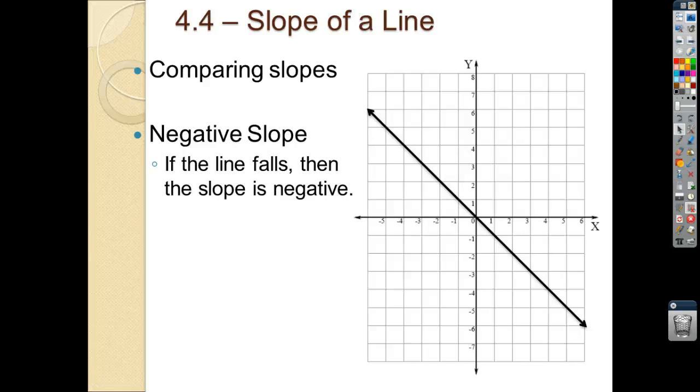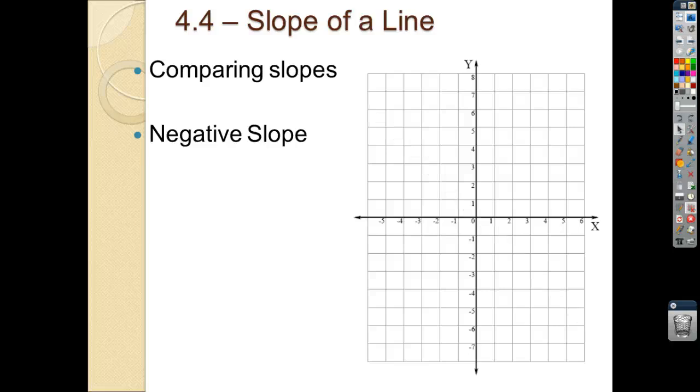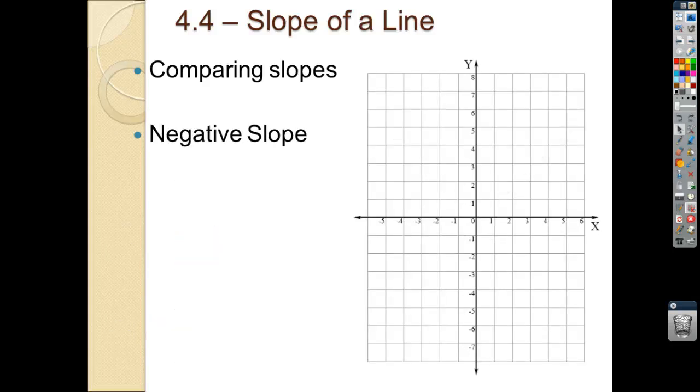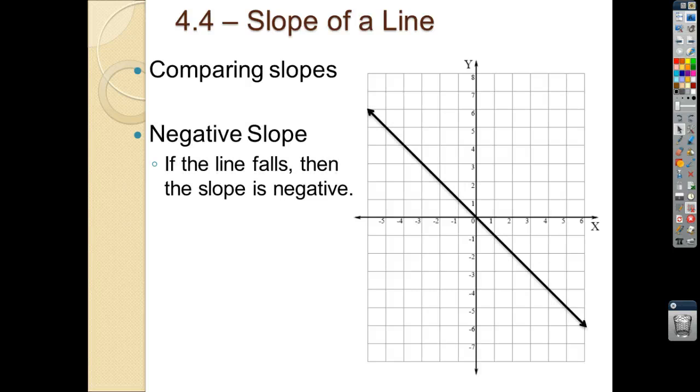This line is actually, why don't you pause real quick and see if you can tell me what that line is. Okay, so hopefully you came up with y equals negative x. It's the opposite. In fact, let me go back. Here's the parent function, y equals x. This would be the opposite. Negative slope, y equals negative x. In this case, your slope is going to be -1.